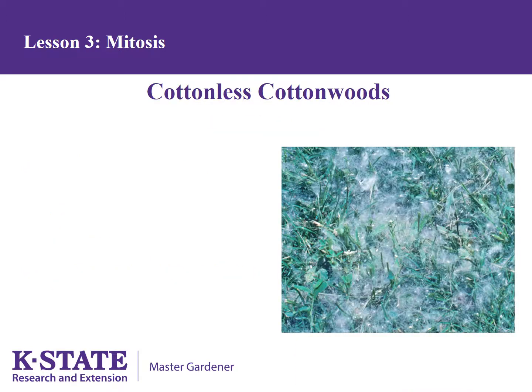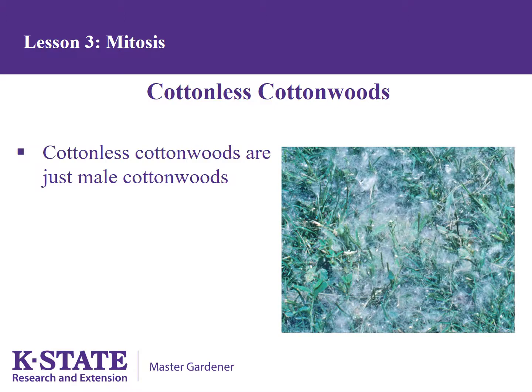Another example of the importance of vegetative propagation is in the production of cottonless cottonwoods. Cottonwood trees are dioecious. In other words, there are male and female cottonwood trees. Not all trees are dioecious, but a few, including cottonwood, are. Since the cotton from cottonwood is only produced by female trees, planting a male cottonwood can avoid this problem.